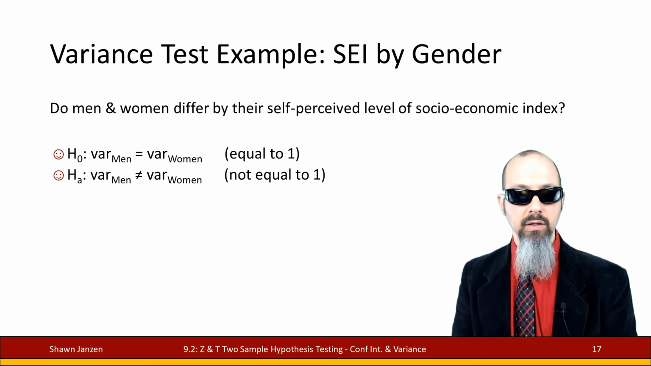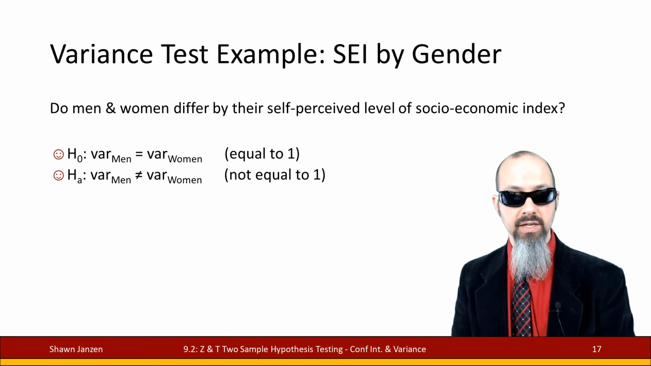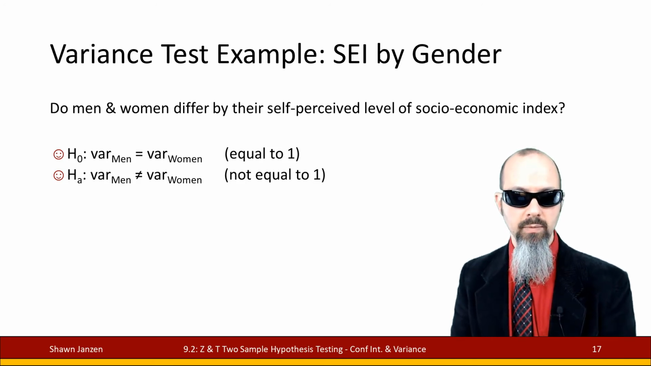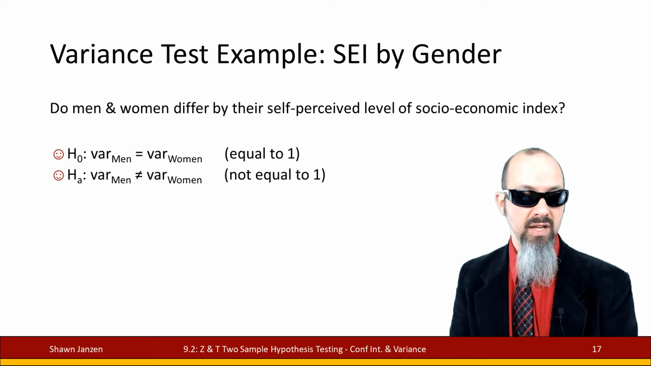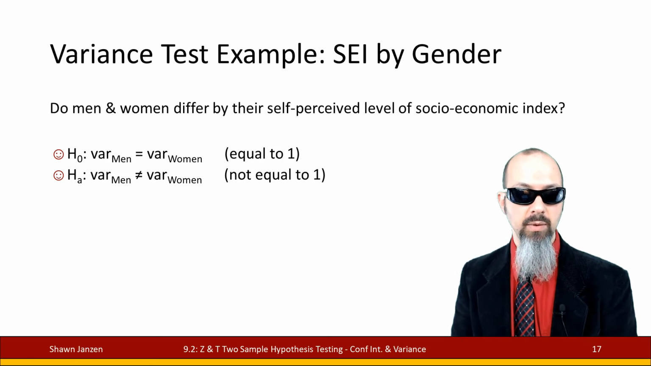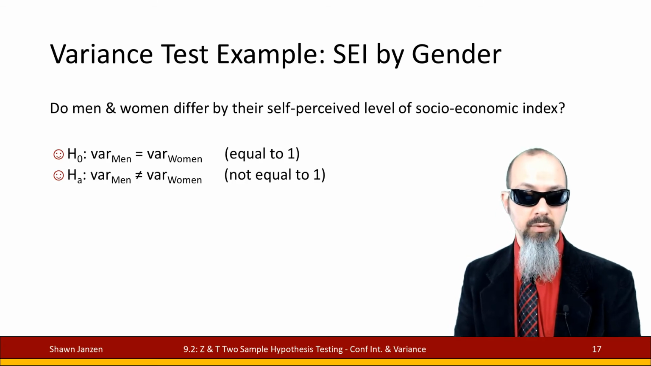So when I look at this test with the SEI by gender, I would say that the variance of men is equal to the variance of women, and that this ratio is going to be equal to 1. So there is no real difference. They are equal. And the alternative says there is a difference between the variances of men and women, and that ratio is not equal to 1.